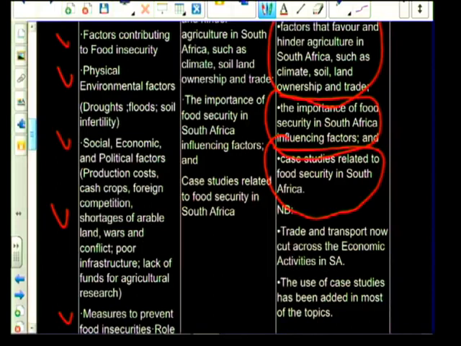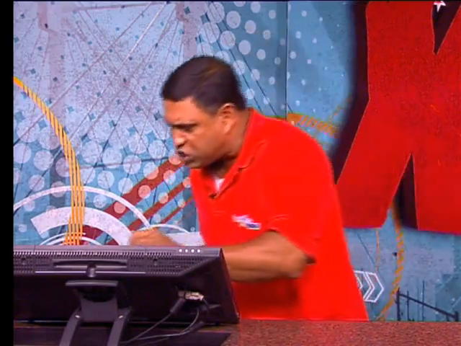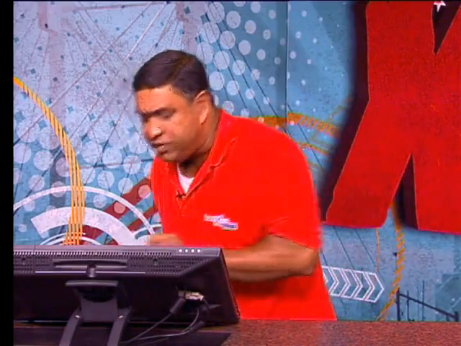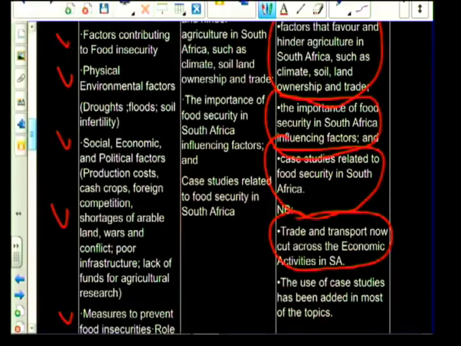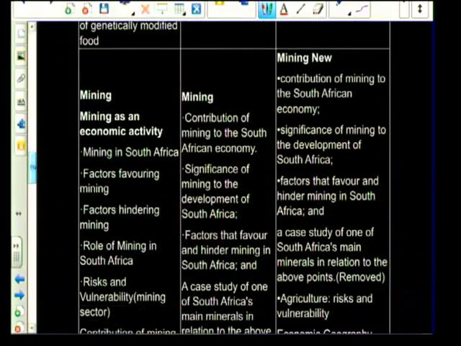Note, trade and transport now will be found across. We're not just looking at trade and transport under tertiary activities, but we're looking at the contribution or the significance of trade and transport in primary activities such as agriculture and mining, and in secondary activities and in tertiary. So it's going to be split across, and the use of case studies will be added to all these topics. All right, so we won't just have it under tertiary activities.